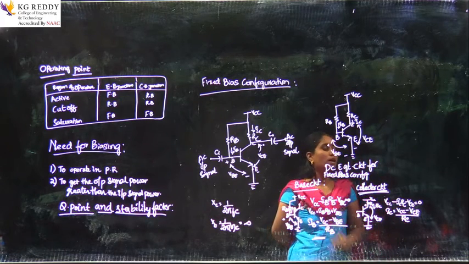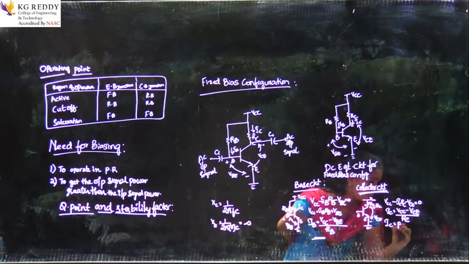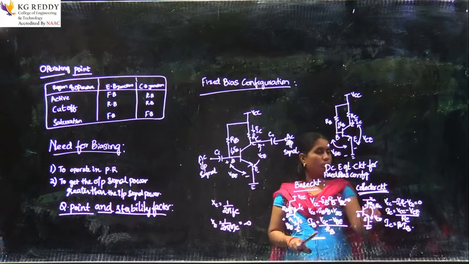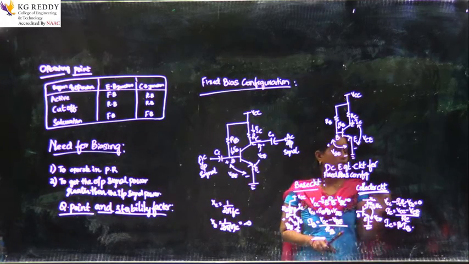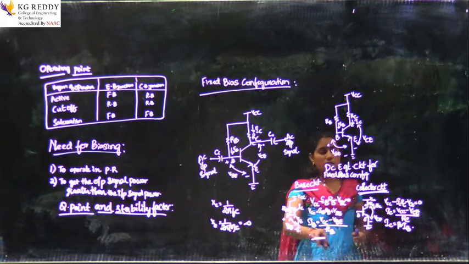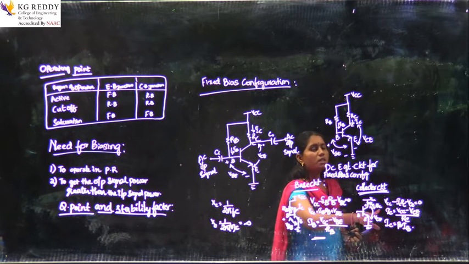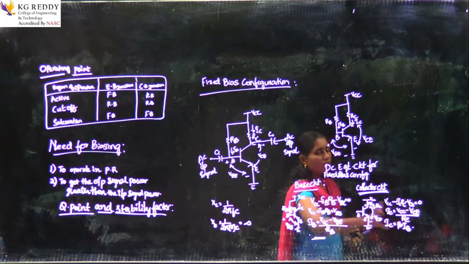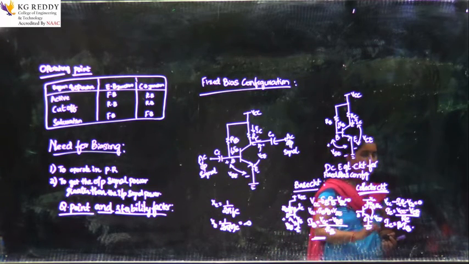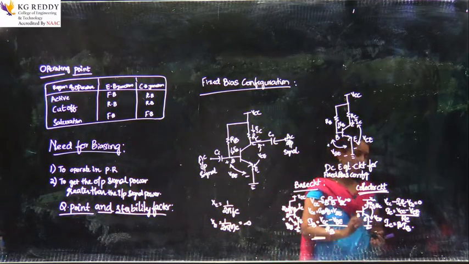But we know that the magnitude of the collector current can be written as IC equals beta IB. Means the output collector current is depending on your IB current. This base current is dependent on your base resistor RB. So, the collector current is dependent on your base current, but it is independent of your RC.